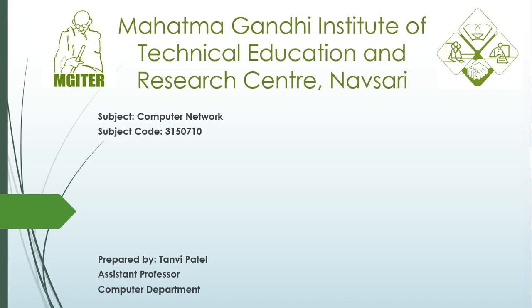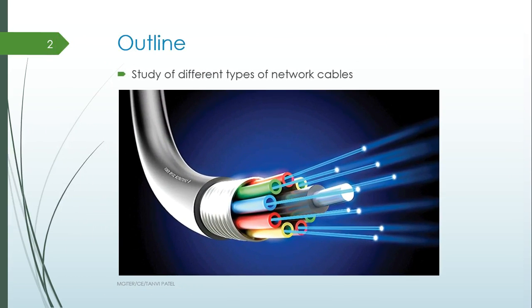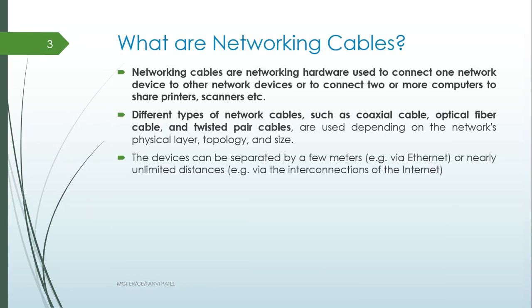Subject is Computer Network and our practical 2 is study of different types of network cables and practically implement the cross-wired cable and straight-through cable using crimping tool. So, our outline is study of different types of network cables.